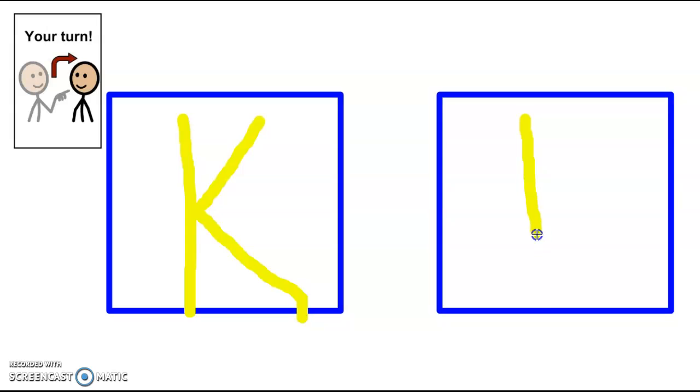We go all the way down, stop. We go up about halfway this time. Notice not all the way up like the uppercase K. And we slant down to the left. And then again, down to the right. And there you have it, our lowercase k.